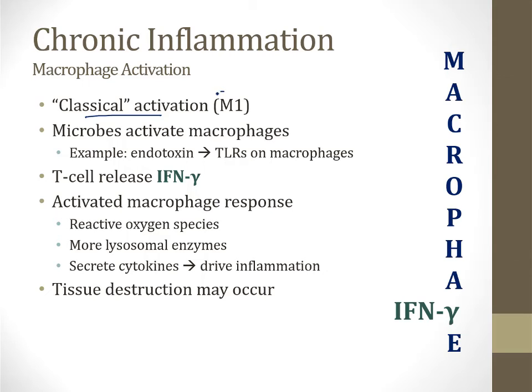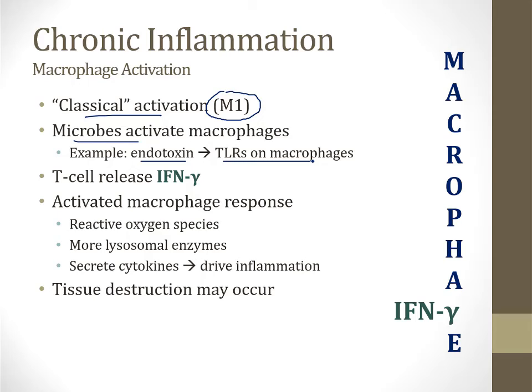This generates so-called M1 macrophages. There are a number of ways this pathway of macrophage activation can be triggered, but one of the classic ones is by a microbe. For example, endotoxin found in many microbes can activate toll-like receptors on macrophages. Once this type of macrophage becomes activated, it stimulates T cells, and then T cells stimulate macrophages. Basically, chronic inflammation is a lot of crosstalk between T cells and macrophages. The T cells are very important.